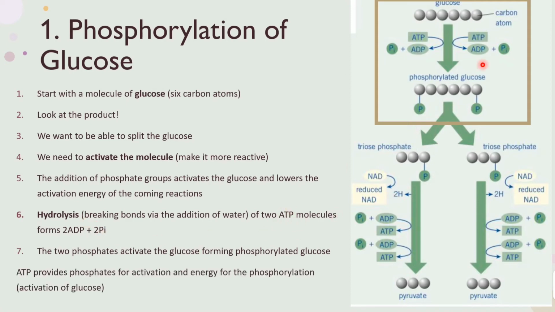So this ATP that we have used provides the phosphates for the activation of our glucose, and it also provides the energy for this phosphorylation. So we have now activated our glucose successfully. So it's now phosphorylated.